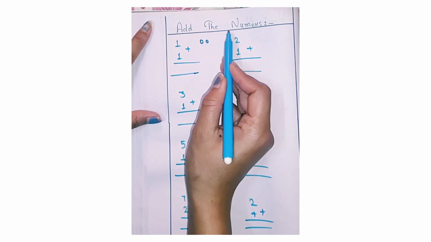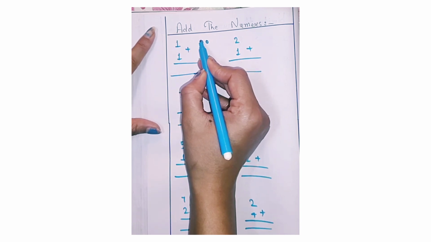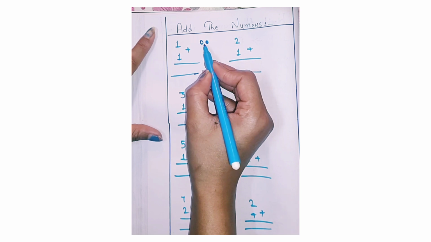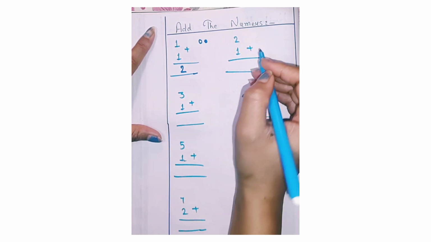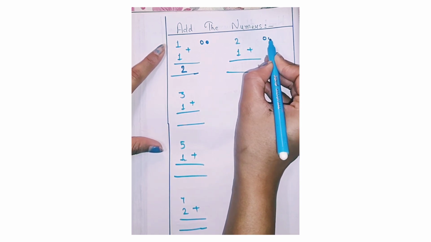Today we are doing add the numbers. Let's start. 1 0 here, again 1 0. How many 0 are there? 1, 2. Write 2 here. Next 2. Write 2 0 here.